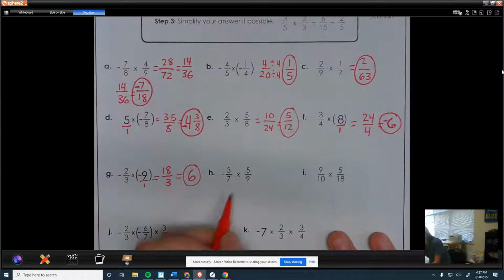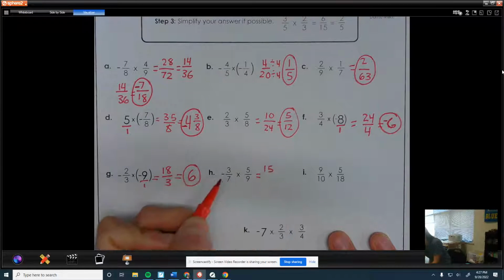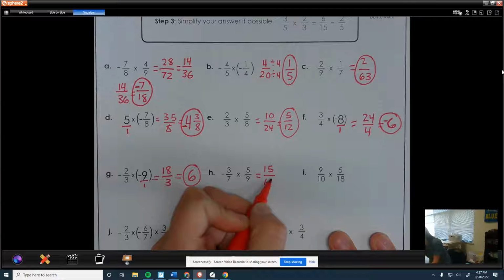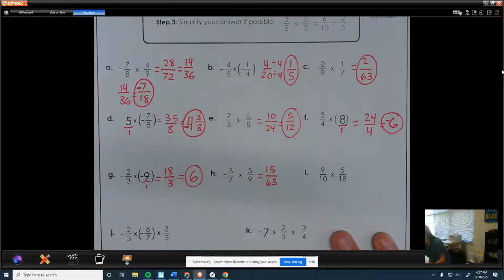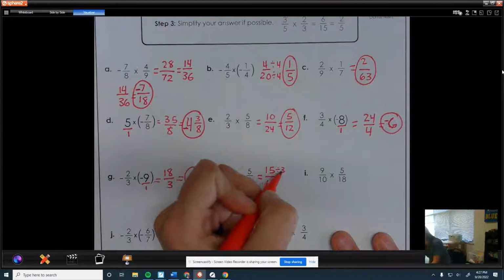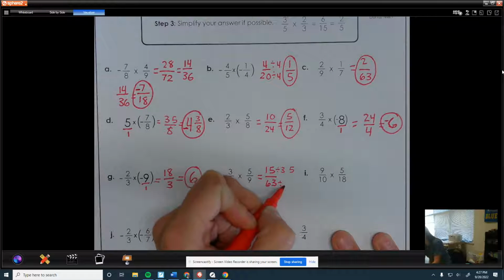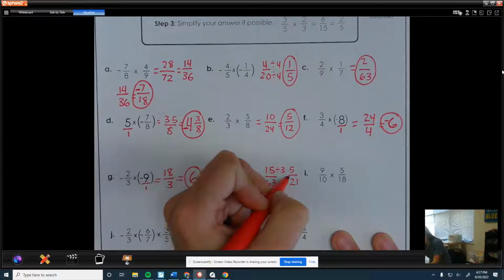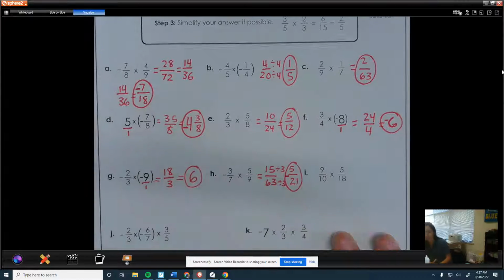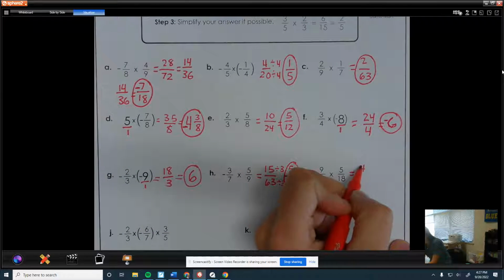Next one. 3 times 5, 15. 7 times 9, 63. These are not even, so you can't divide by 2. But I think you can divide by 3. That would be 5. That would be 21. And make it negative. Negative 5/21.